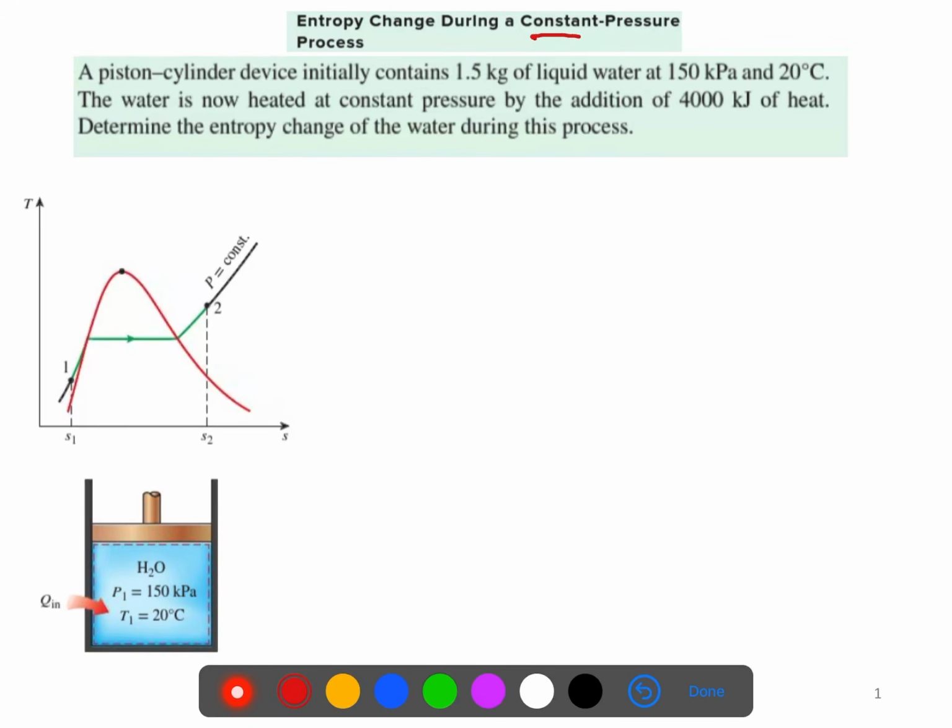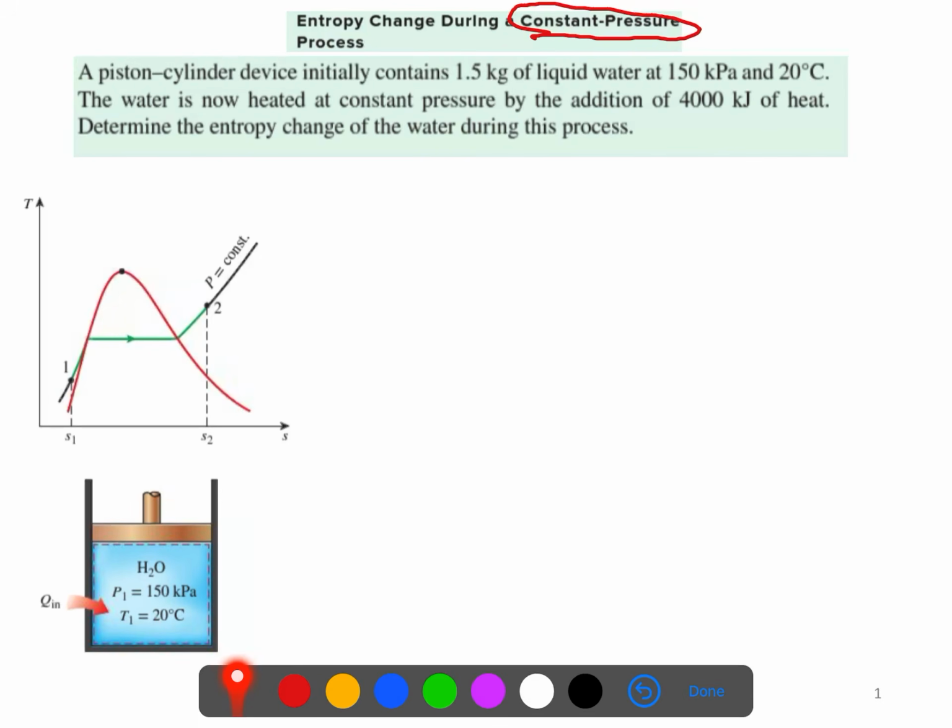Keep in mind this is a constant pressure process, so that means pressure is not changing. Here we have a piston cylinder device. Initially it contains 1.5 kg of liquid water, so that's actually the mass. And the pressure and the temperature are given as 150 kPa and 20 degrees centigrade, that you can see from here.